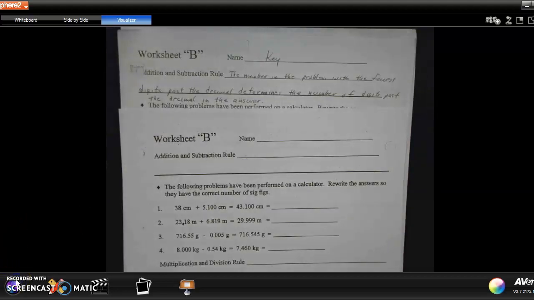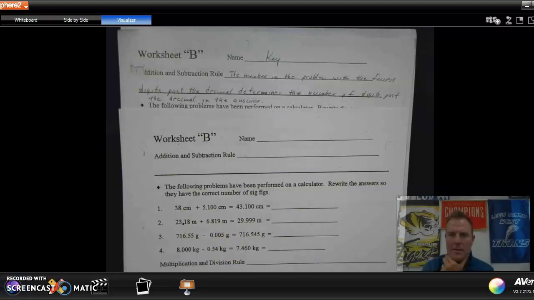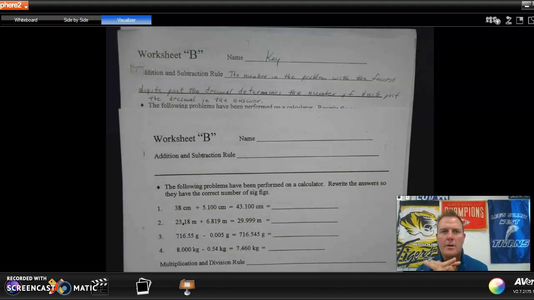So the addition subtraction rule states that the number in the problem with the fewest digits past the decimal determines the number of digits past the decimal in the answer. What does that mean? So if you look, the fewest places past the decimal in your problem gives you the fewest places past the decimal in your answer.